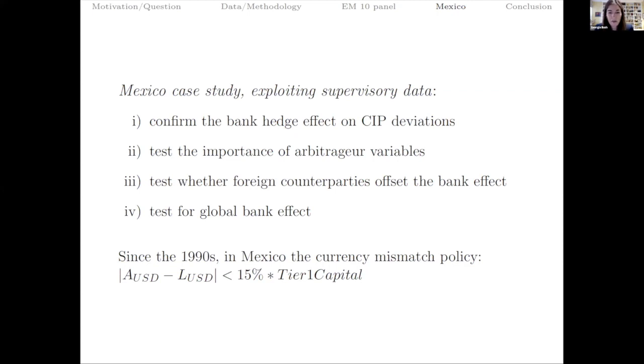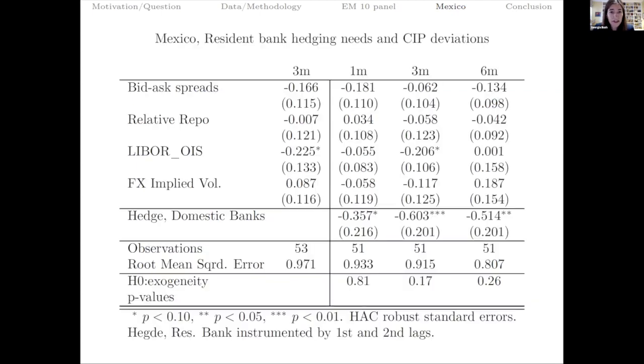In Mexico, in terms of the policy context, there's a currency mismatch policy. Your foreign currency mismatch has to be less than 15% of tier 1 capital. And that's been in place since the 90s. So there are no policy changes in the time period under study. And there's also a liquidity requirement around that. I'll just say that this is not necessarily a regulatory constraint that binds. Inspecting the data, it does not seem like this binds. However, the banks do have to be in compliance, and for their own risk management purposes, they're going to be hedging their currency mismatch.